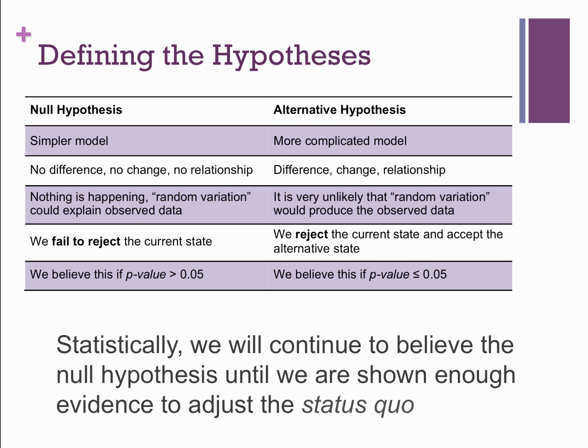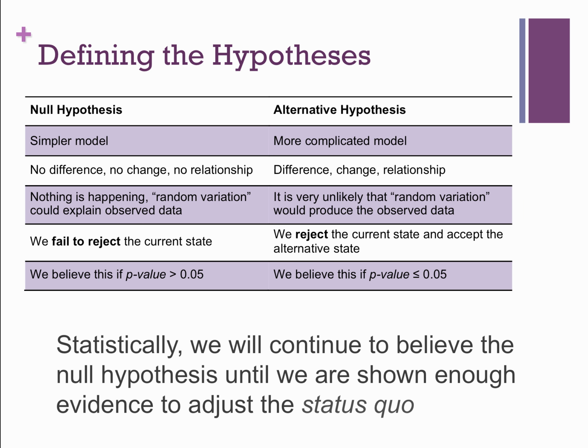There are a number of ways to define the hypotheses. On the left, we have the null hypothesis, and on the right, we have the alternative. So a simpler model versus a more complicated model. So no treatment with ECMO would be the null hypothesis, or the alternative hypothesis would be that ECMO, while more expensive and complicated, is actually better for survival rates. The null hypothesis always contains the equal sign, so no difference, no change, no relationship. The alternative always has the difference, so greater than, less than, different from.